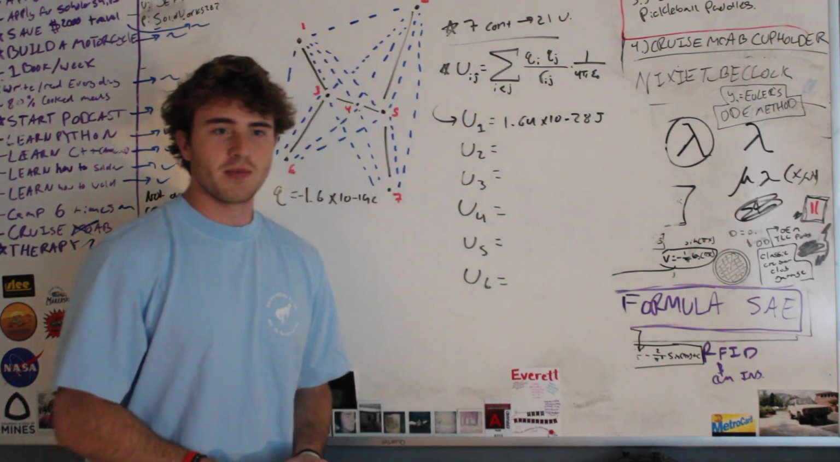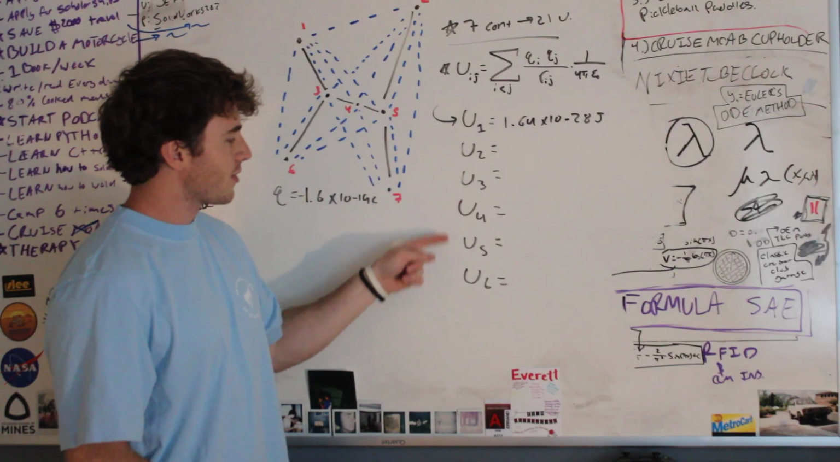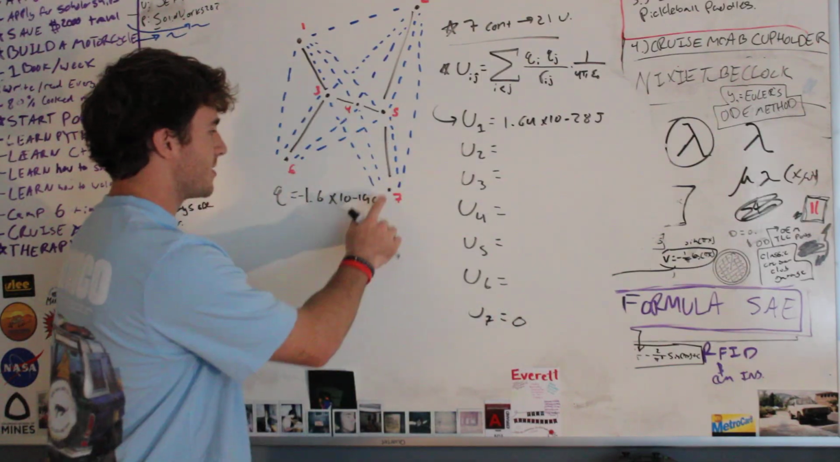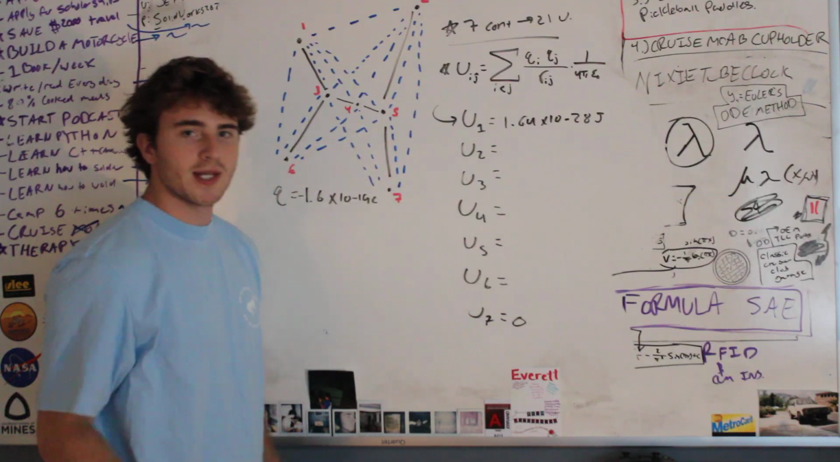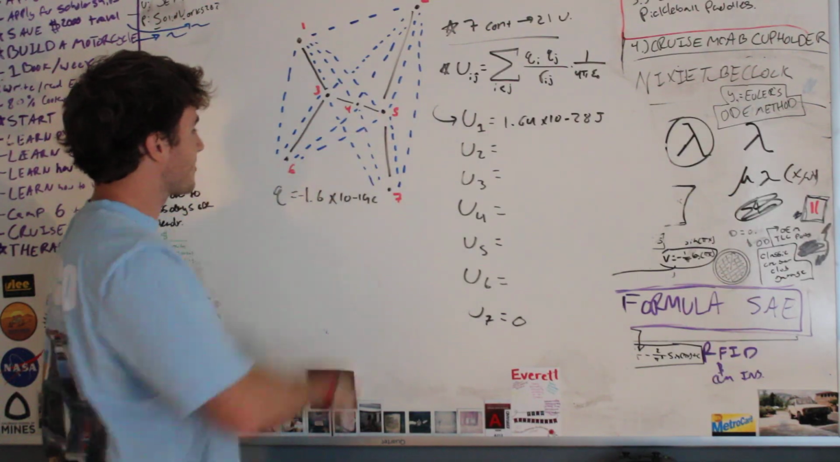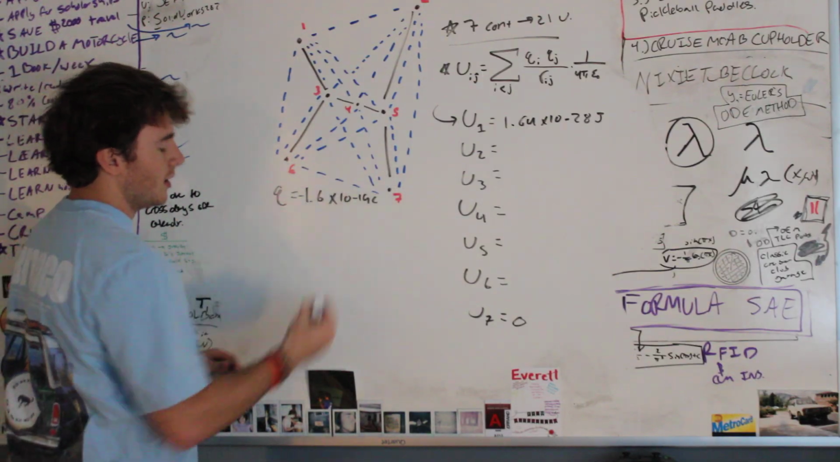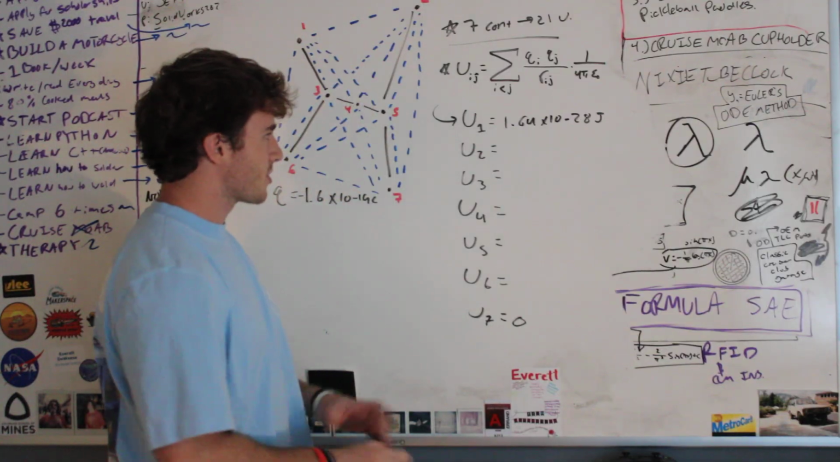From here it's just rinse and repeat. This one has 7 contributors, then 6, 5, 4, 3, 2. U7 is 0 because there's no other greater valued numbered point that it can go to. It already has all the electric potential lines going to it. I totally realized I forgot to draw this one. We'll just rinse and repeat for this.